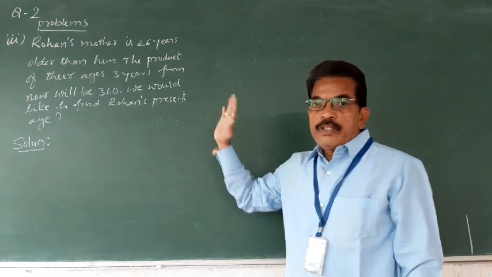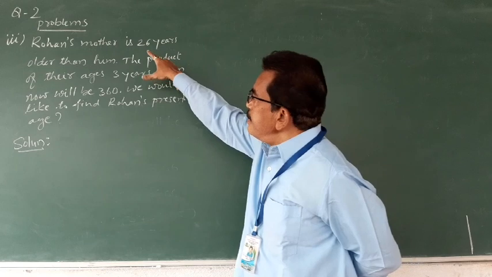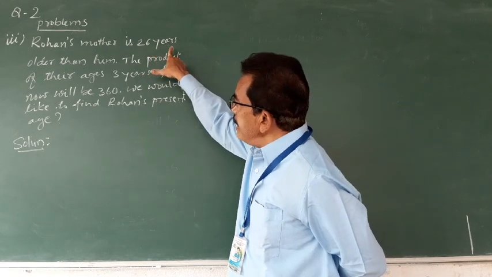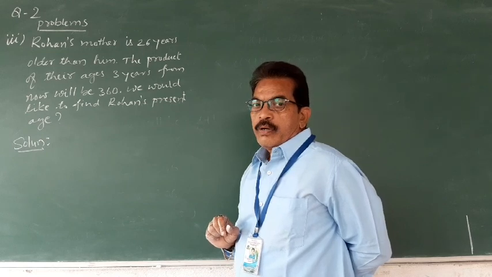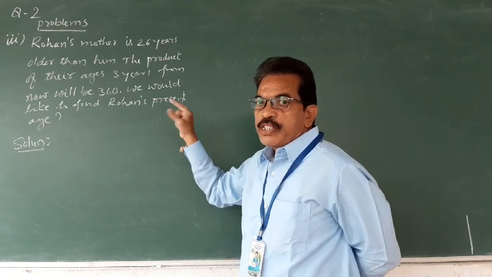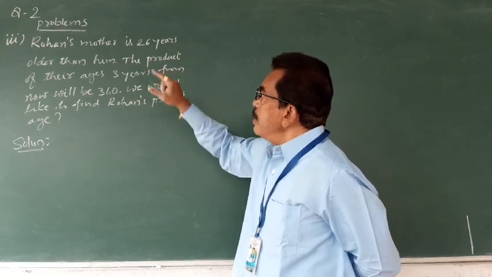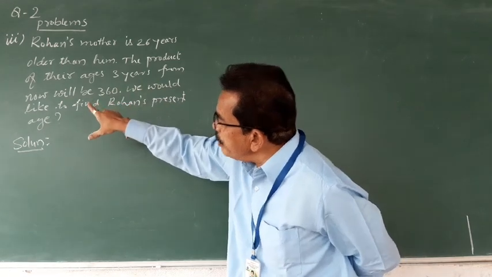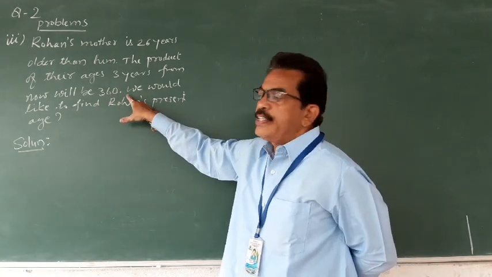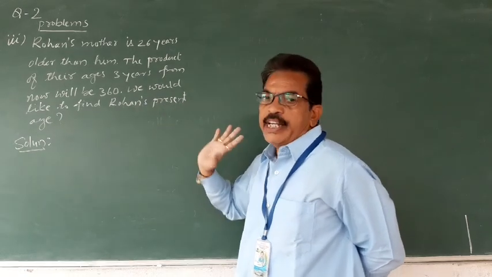See, this one is the third problem. Rohan's mother is 26 years older than him. The product of their ages 3 years from now will be 360. We would like to find Rohan's present age.